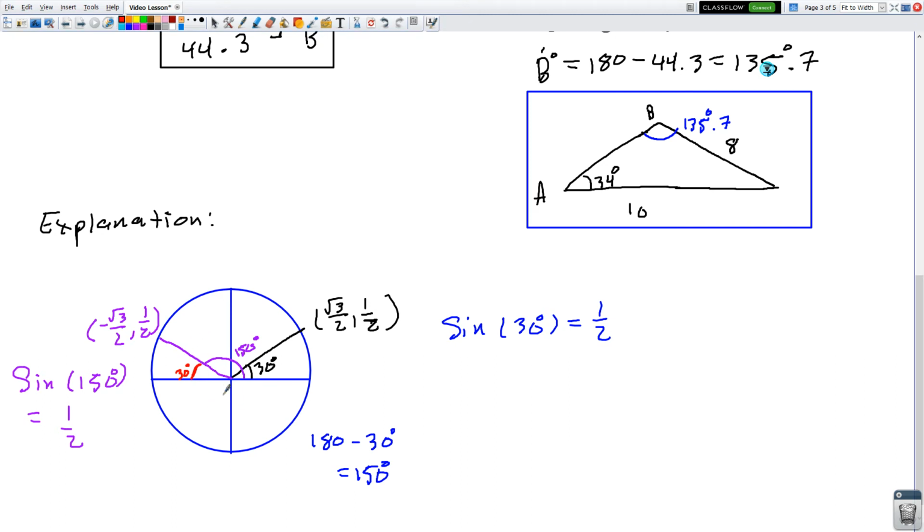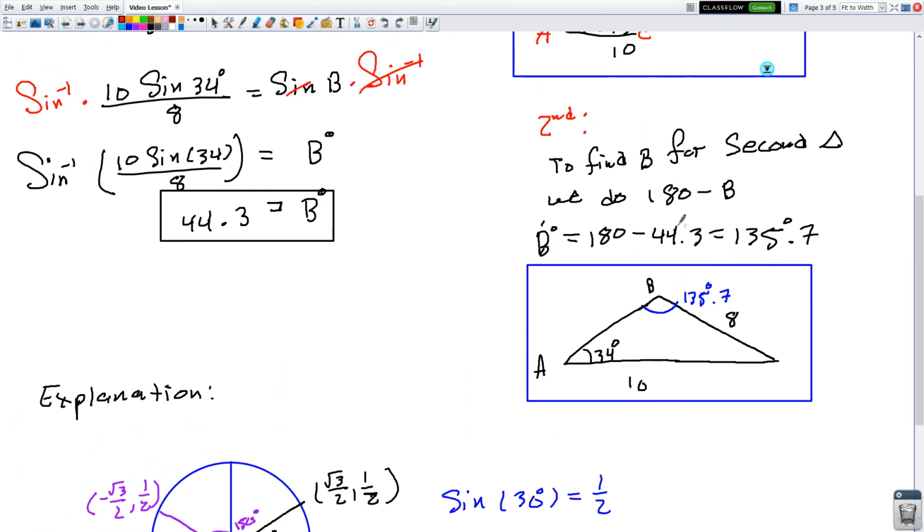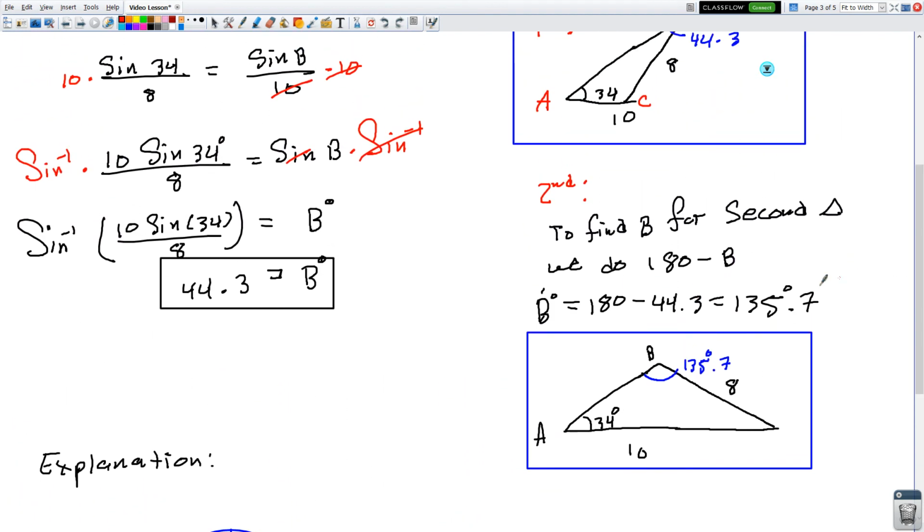We don't really pay too much attention to the third and fourth quadrants because the sine values there are negative. This is a small explanation as to why we need to subtract 180 minus the previous angle in order to obtain the angle for our second triangle.